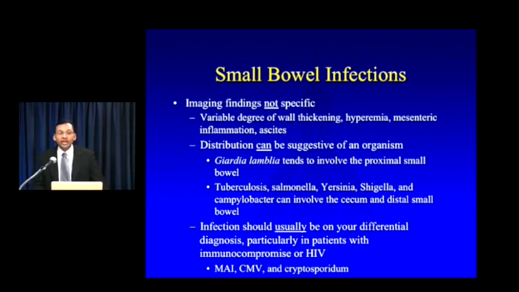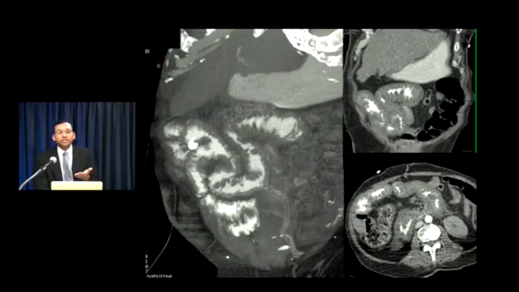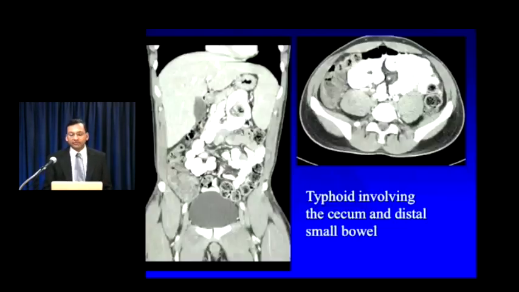I would argue in a patient with GI bleeding and thickened small bowel, infection should always be on your differential diagnosis, especially in cases where there's underlying immunocompromise or HIV. So here's an example of a patient who has a small bowel enteritis. Here's another example of a patient with small bowel enteritis. You're not going to be able to make a specific diagnosis as to the entity based on these cases, but of course in a patient with lower GI bleeding, you're going to at least be able to offer the possibility that this could represent infection.